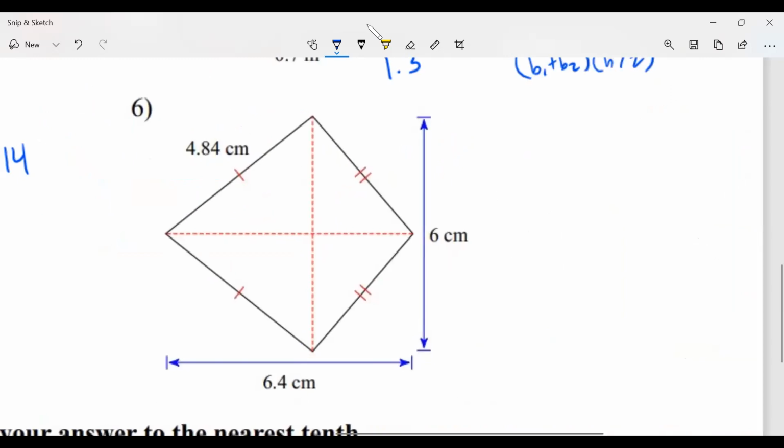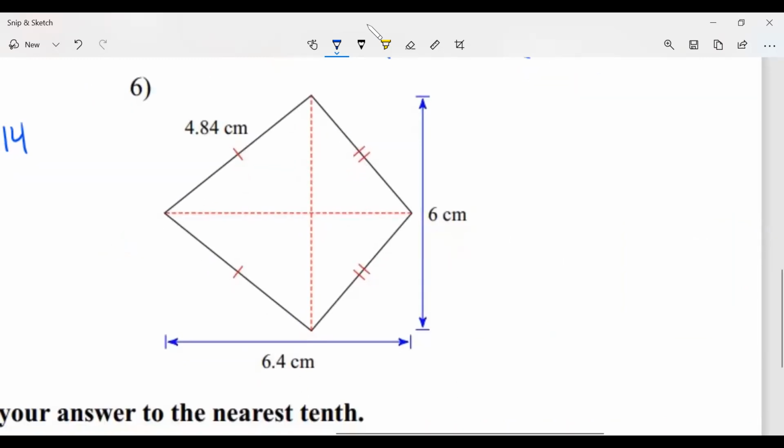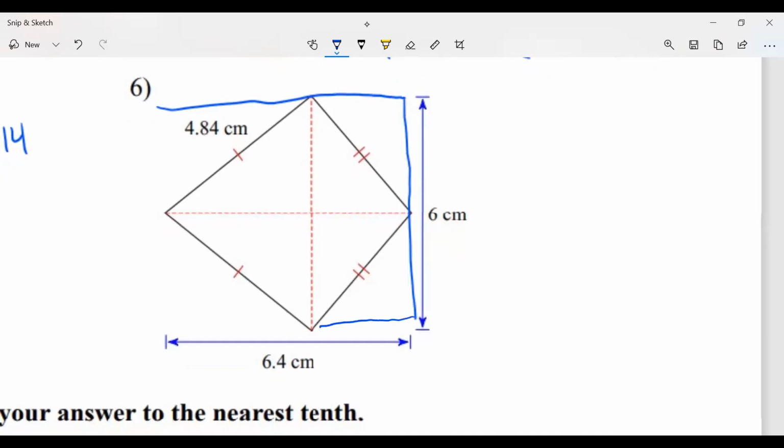Interesting part is when it comes to a kite, I'm going to do the exact same thing. Let me just highlight that I have a rectangle outside. In this case, my rectangle is 6 by 6.4. But now, just like it happened with the rhombus, the kite is only half of my rectangle.